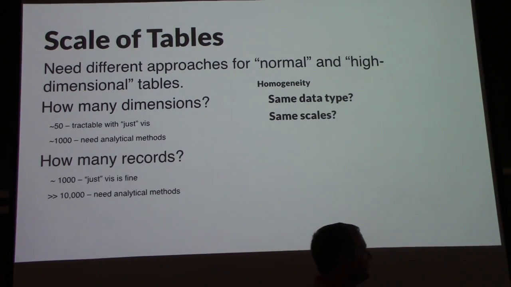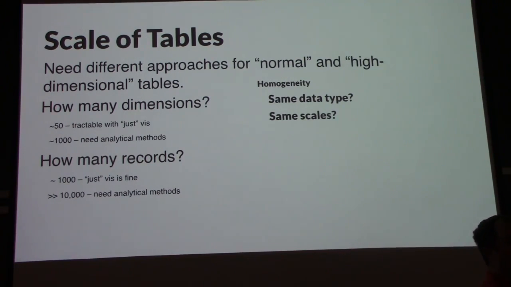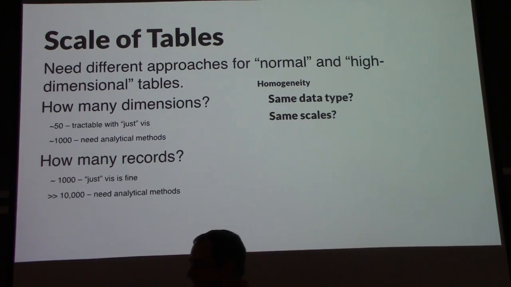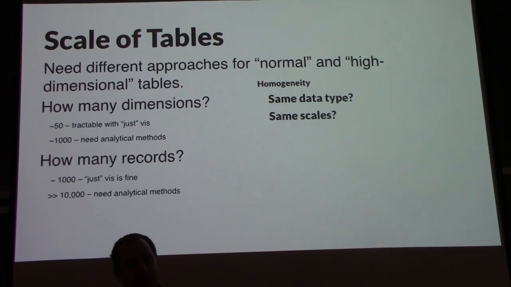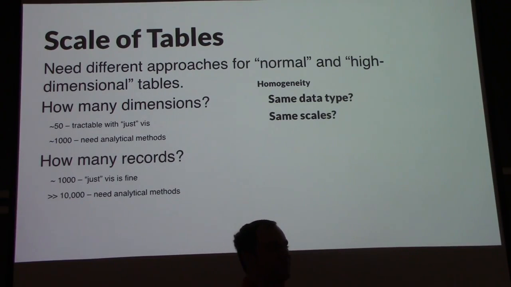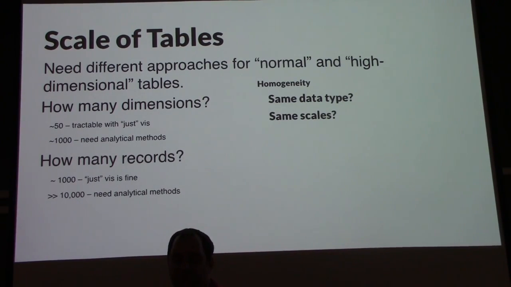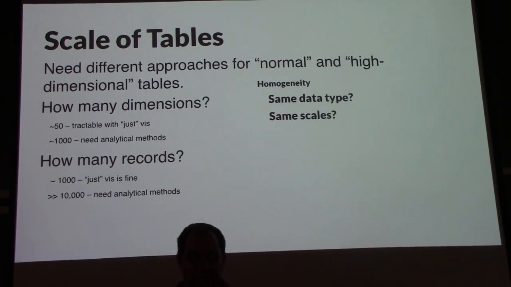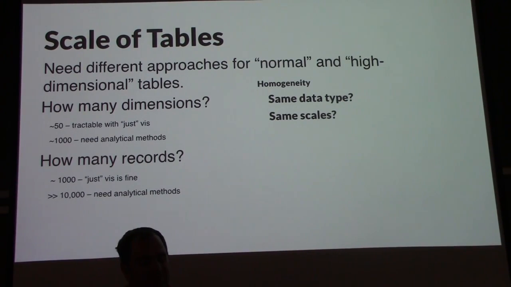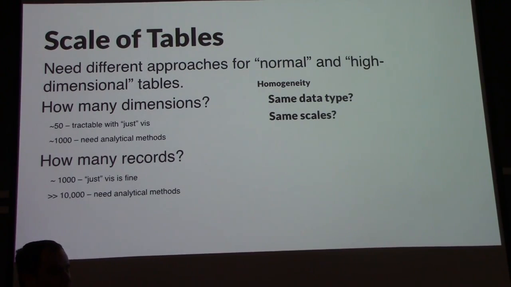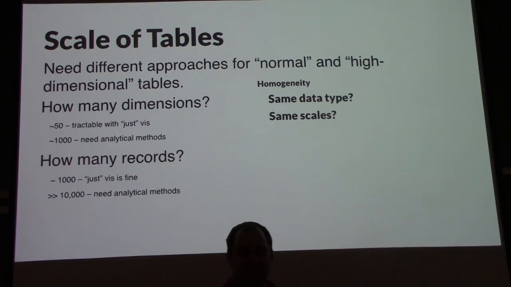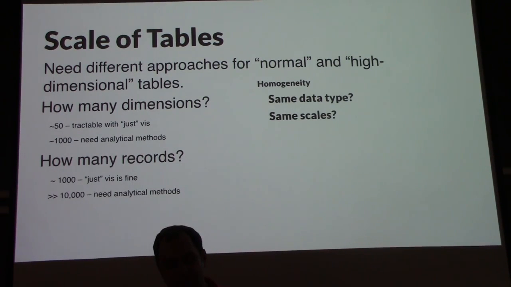The examples that we had here were super simple. We had very, very small tables. And one of the big choices that you have to make, or the approaches are quite different depending on the scale of the data. So you need different approaches for, let's say, normal data, as we had it here, or for high-dimensional data. I like to think about this in terms of how many dimensions you can sensibly visualize. About 50 dimensions are tractable with just visualization. If you have 1,000 dimensions, you need some kind of analytical methods to make sense of it.